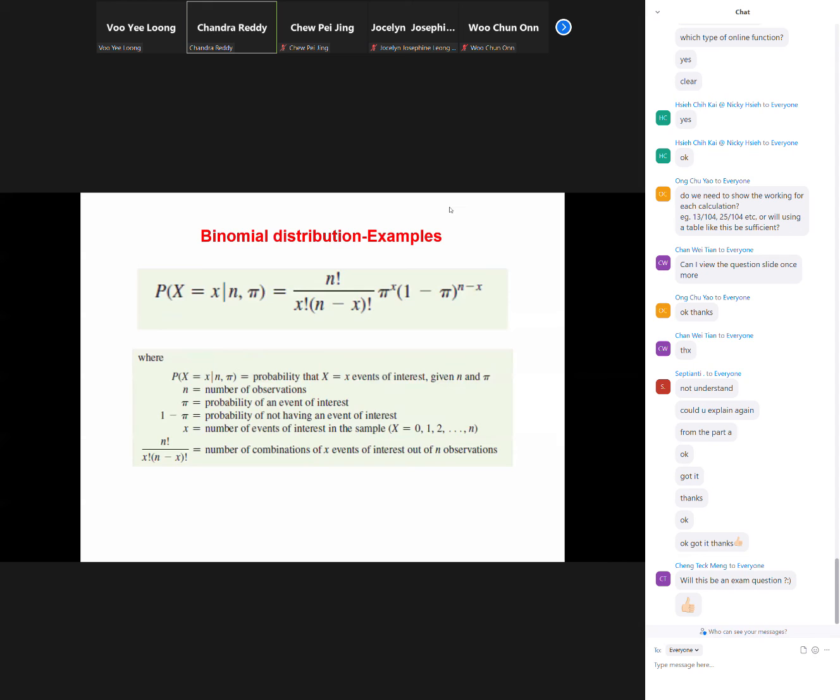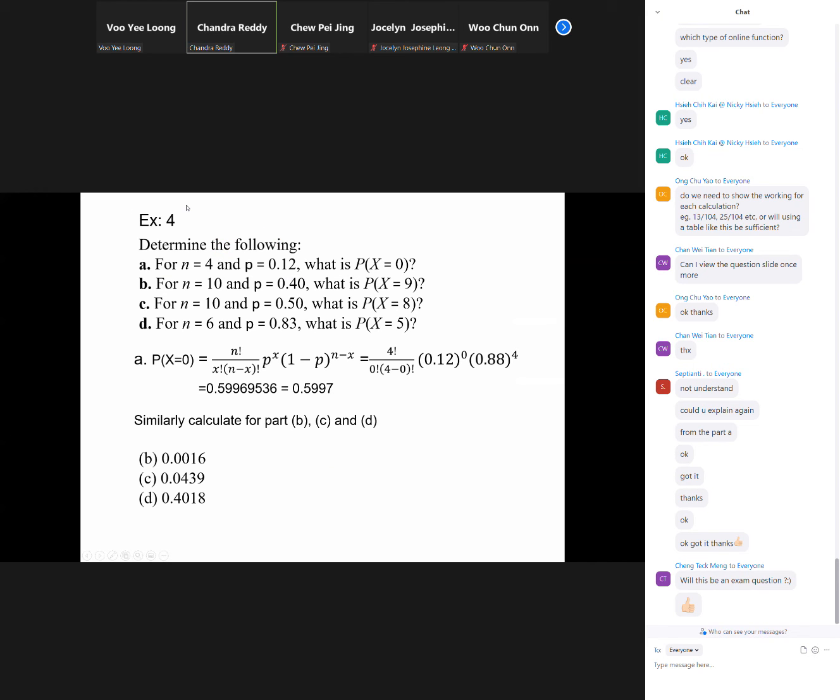Now let us look into an example. Here these are simple calculations. You are asked to find out when N is equal to 4 and the probability is given as 0.12. Sometimes we refer to the probability with pi, and in some cases it will be given as p. So the probability pi is given as 0.12. Then you're asked, what is the probability of X is equal to 0? Now you can calculate using the binomial probability distribution, because N is given and the probability is given. So we use the formula.